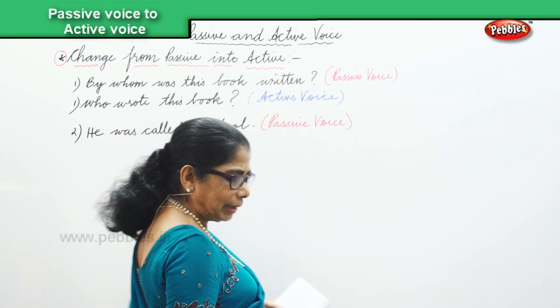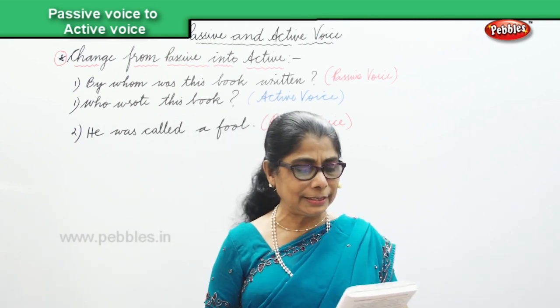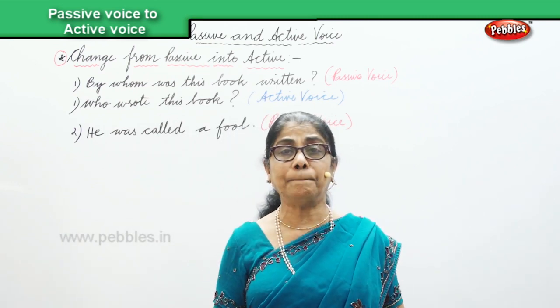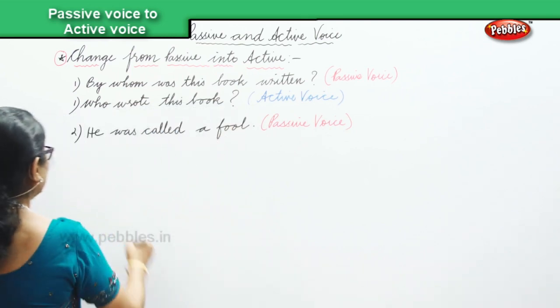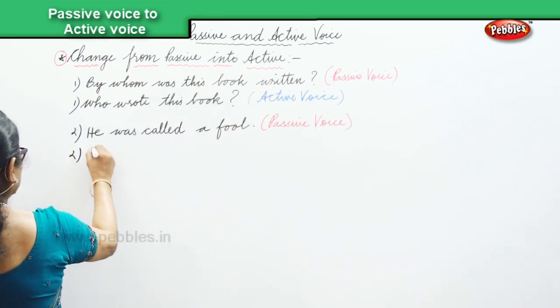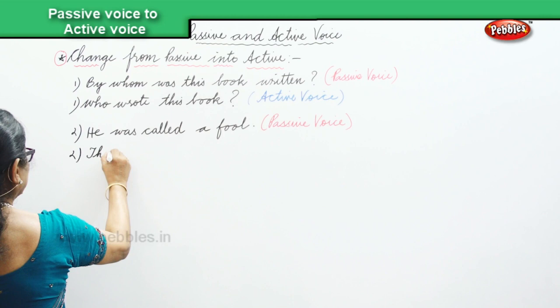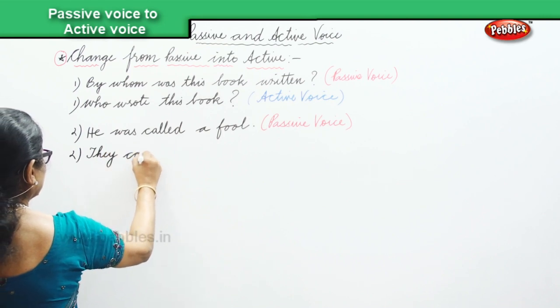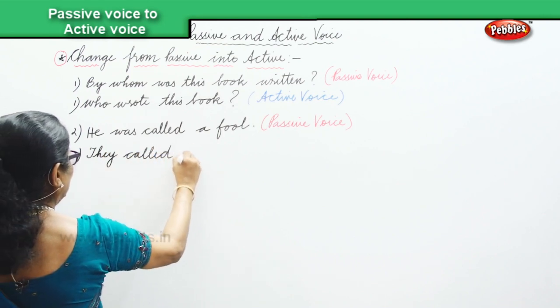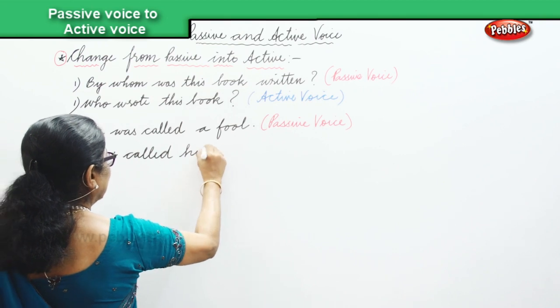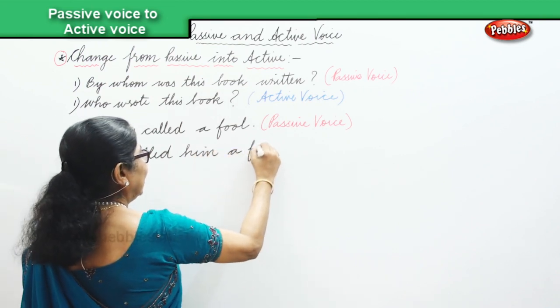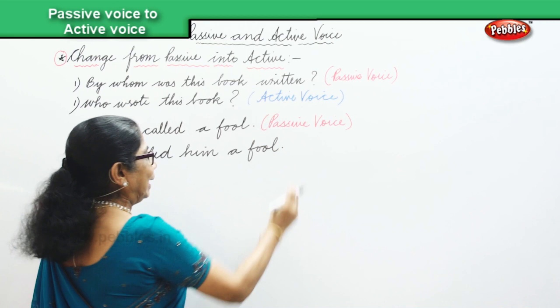And we're going to change this passive voice into active. They called him a fool. They called him. They called him a fool. That's the active voice.